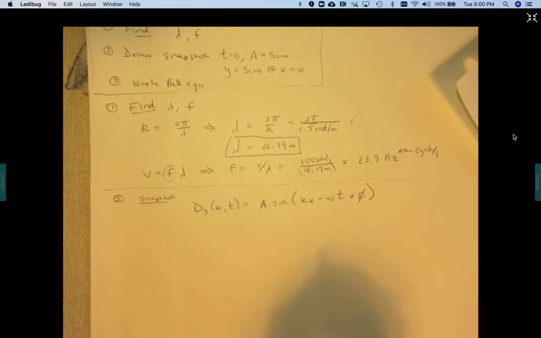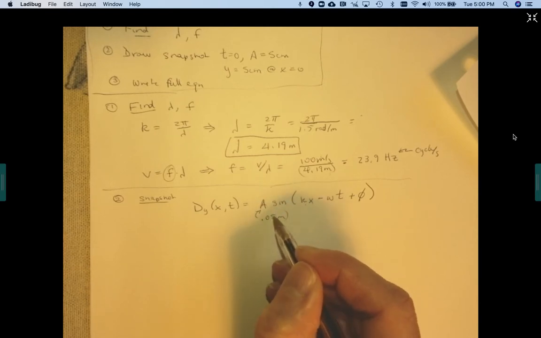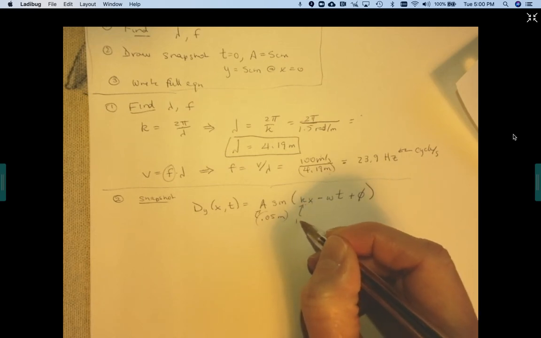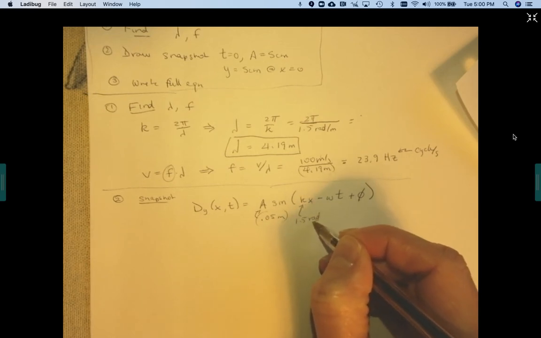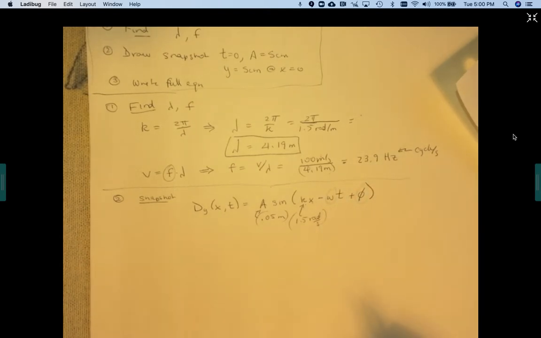Okay, so we know this, right? We know that this is 0.05 meters. We got that down. We have our wave number. We were given that, 1.5 radians per meter. So we need to still find omega, and we need to still find phi.